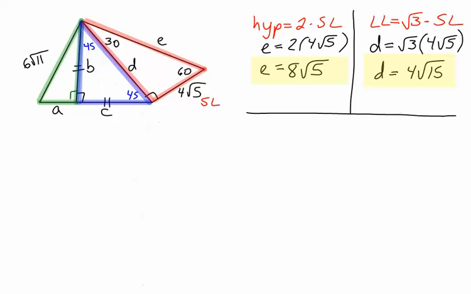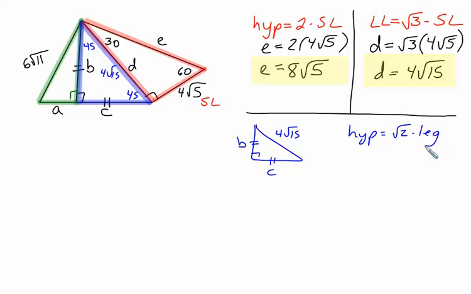Now we morph over to the triangle in blue and realize that we found that D is 4 radical 15. So when we isolate the triangle in blue and just investigate it, we have 4 radical 15 for the hypotenuse, and we're going to solve for B and C, which will actually be the same. In this case, the hypotenuse is radical 2 times the leg. Make sure you know your 45, 45, 90 triangle formula. So we'll say that 4 radical 15 is equal to square root of 2 times B.